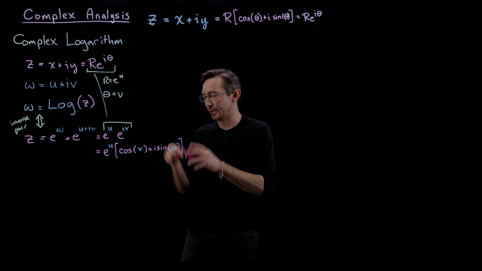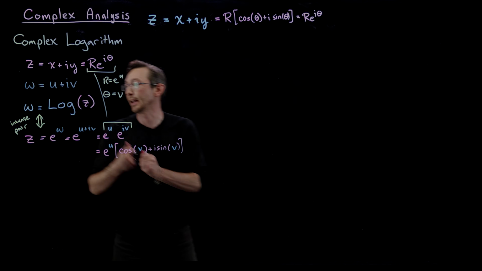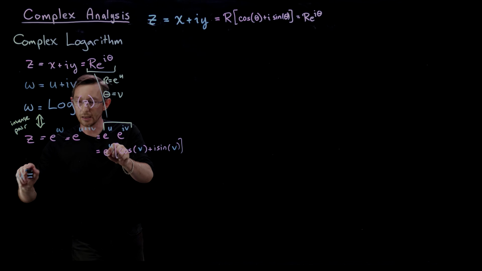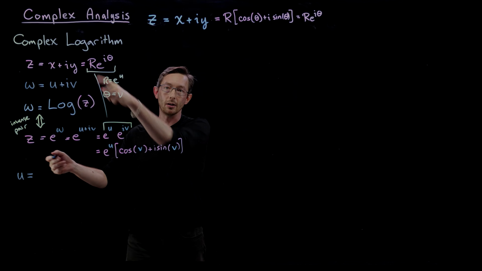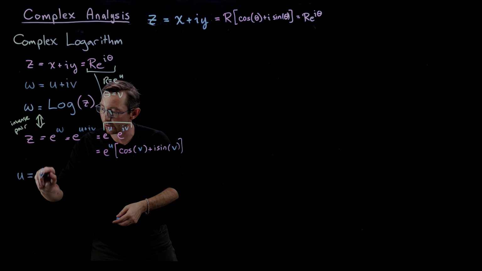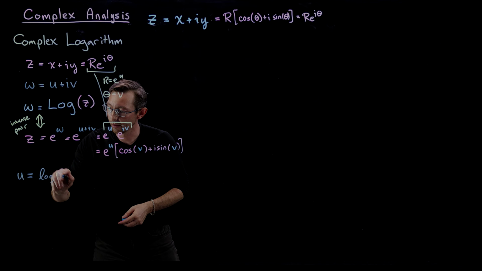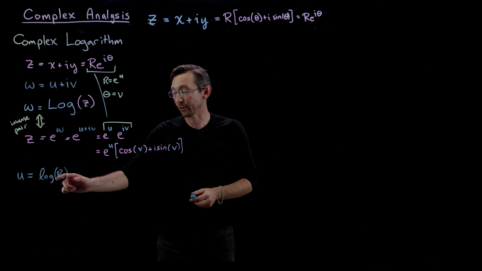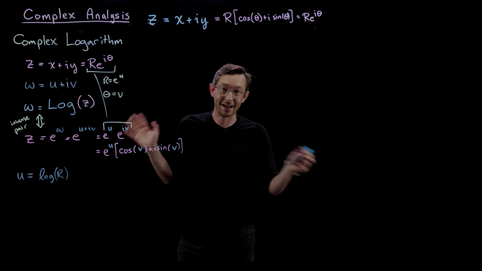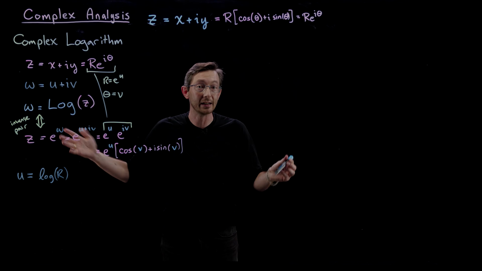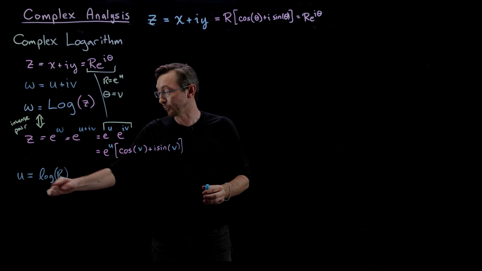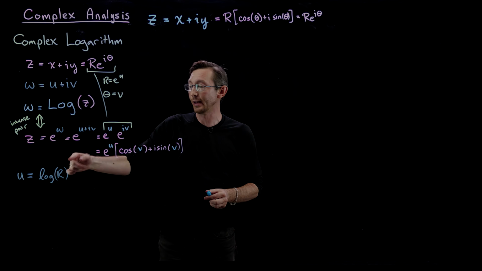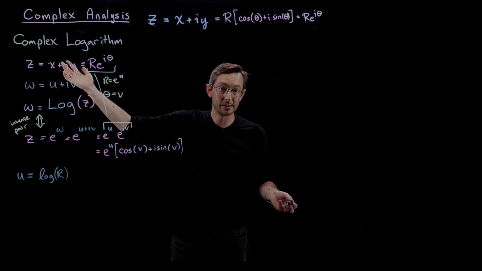And so I think I'm actually just going to write down this answer. I'm just going to say e to the u equals r. So u has to equal the logarithm of r. And notice I'm using lowercase l logarithm here because r is a real number. It's not a complex number. R is a radius. It's a real number. This is a real valued logarithm. And this u term here is just the real valued logarithm of the radius of z.